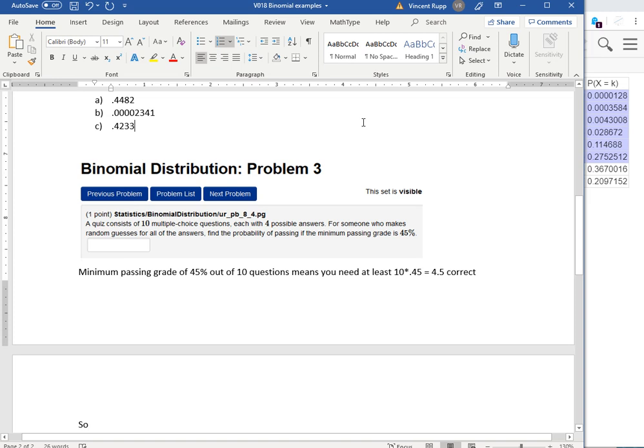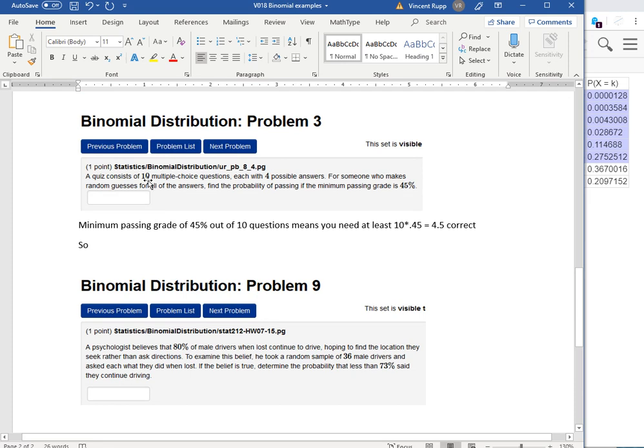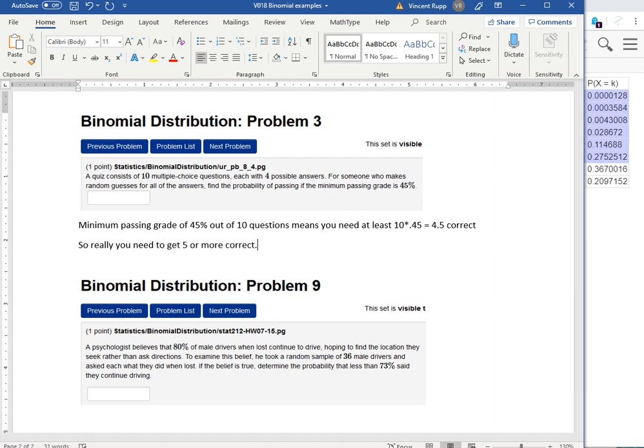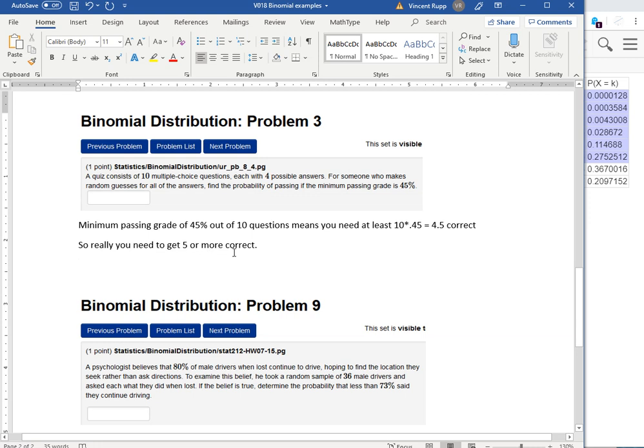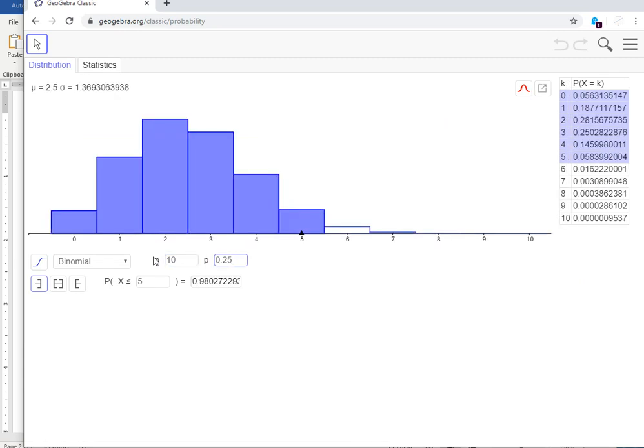So really, let's format this so we can get it all on one page better. So 10 questions, 45% right means you need to get 4.5 correct. So really you need to get 5 or more correct. That's what you're going to do in GeoGebra: 5 or more correct. There are 4 possible answers, and if you're randomly guessing, you have n equals 10 and p equals 1 over 4, or as a decimal, 0.25. GeoGebra is fine if you enter 1 over 4. It'll go ahead and auto-complete that to the decimal of 0.25 here.